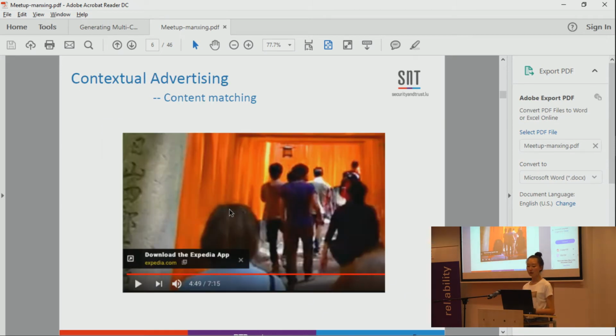A second type of advertising is contextual advertising. It tries to match the content of the web page or the video you're watching. For example, I was watching some travel videos, and YouTube recommended me to download the Expedia app.